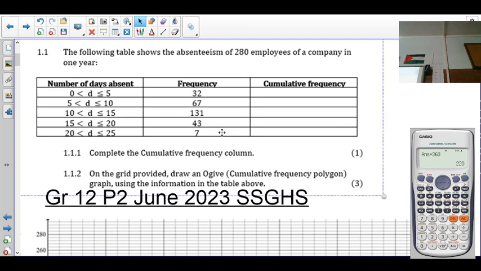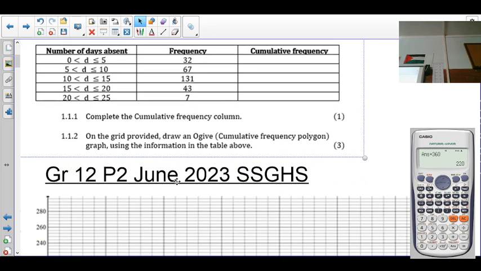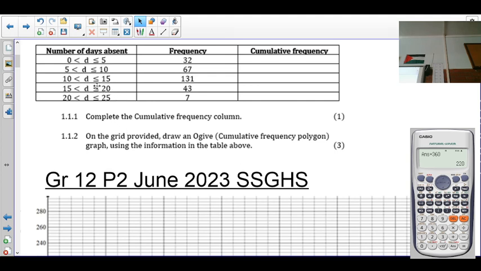So we are told that the following table shows the absenteeism of 280 employees of a company in 1 year. From 0 to 5 or less is 32, the frequency, cumulative frequency. So the question is: complete the cumulative frequency column. So of course that's going to give you 32. 32 plus 67 is 99, sorry. And the next one is going to be?